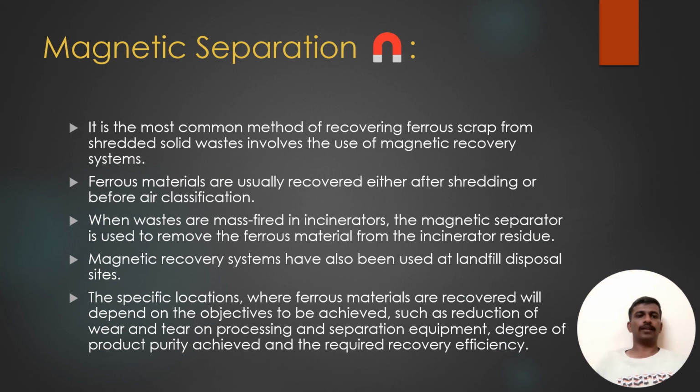Magnetic separation. Magnetic separation is the most common method of recovering ferrous scrap from the shredded solid waste and involves a magnetic recovery system. Ferrous magnetic materials are usually recovered either after shredding or before the air classification. When waste is mass fired in incinerators, magnetic separators are used to remove the ferrous materials from the incinerator residue. Magnetic recovery systems have also been used at land disposal sites.